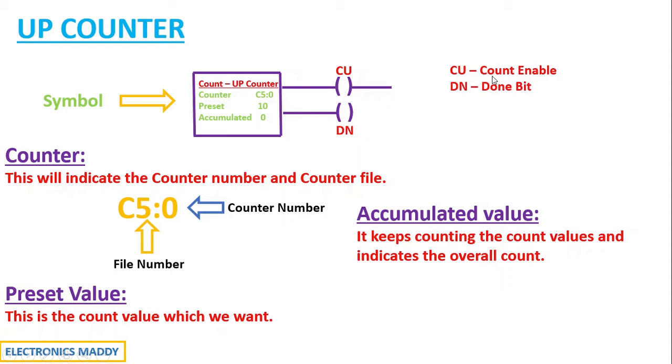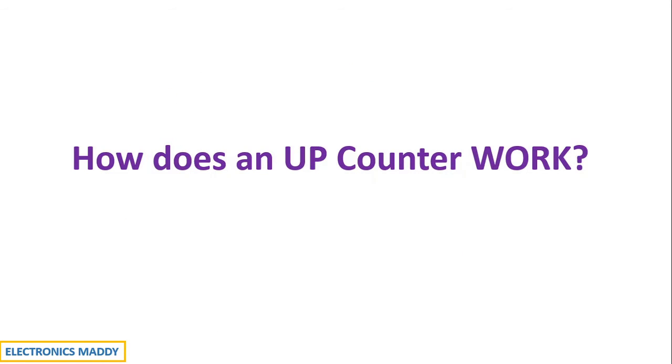So CU indicates count enable and DN indicates done bit. So count enable is basically quite similar to the timer enable bit that was used, and done bit is quite similar to the on delay timer done bit. So we're going to look at the working. So let's get started. So there is a common question, how does an up counter work, isn't it?